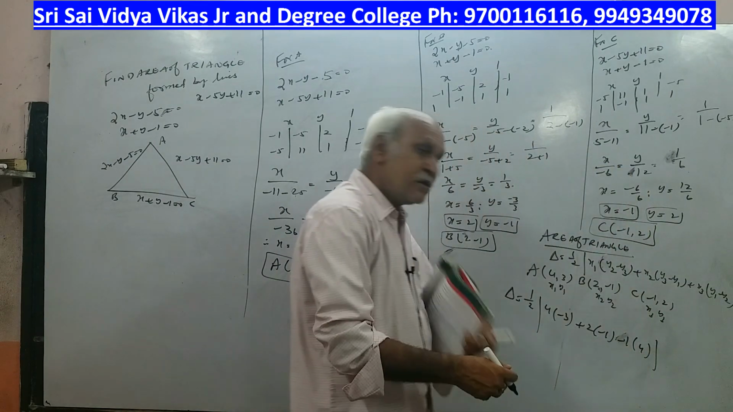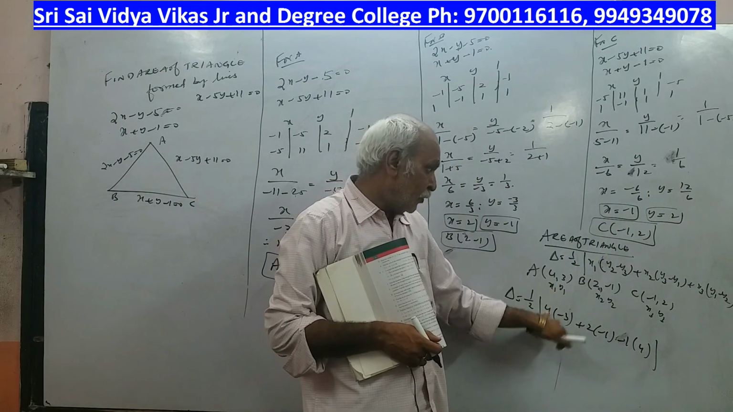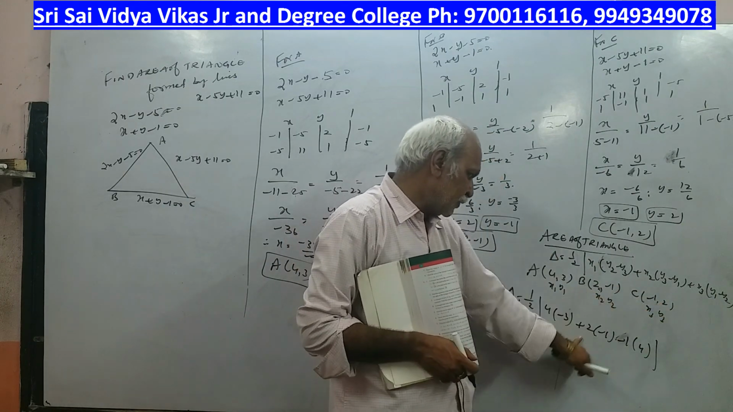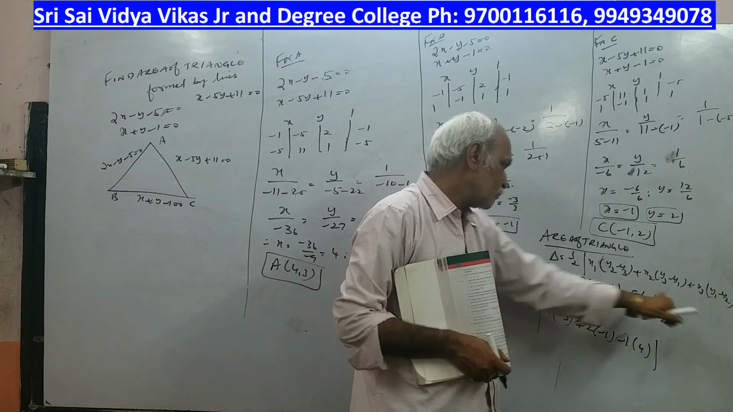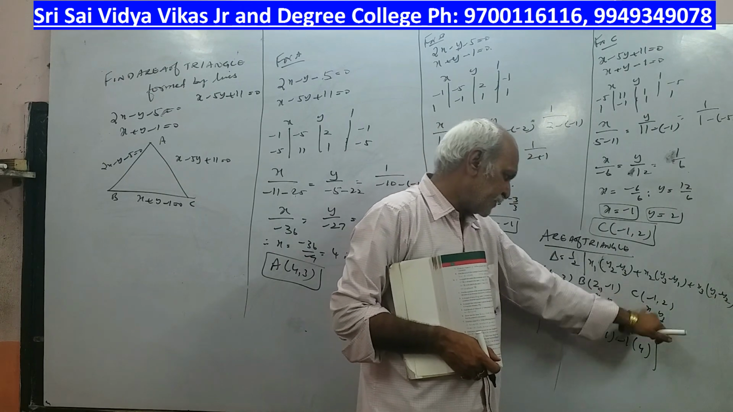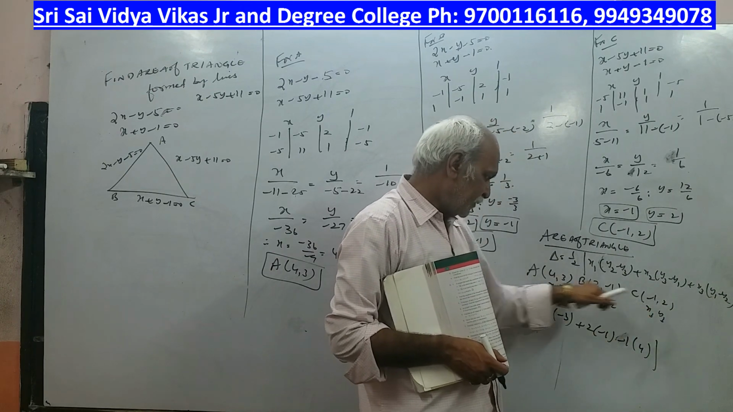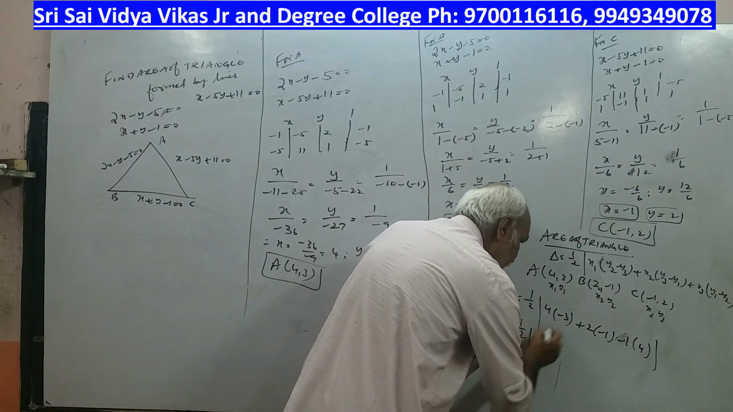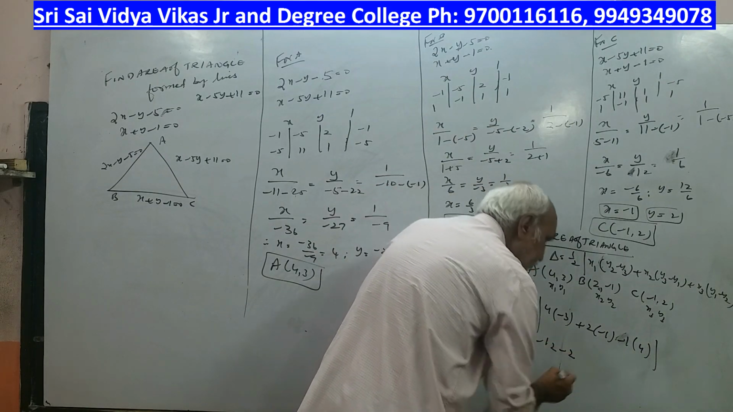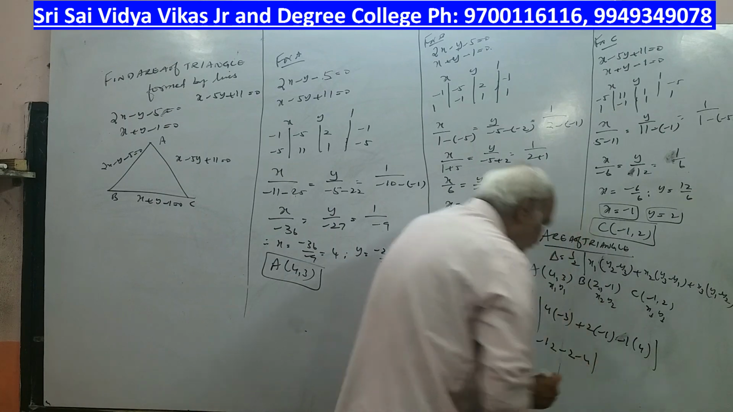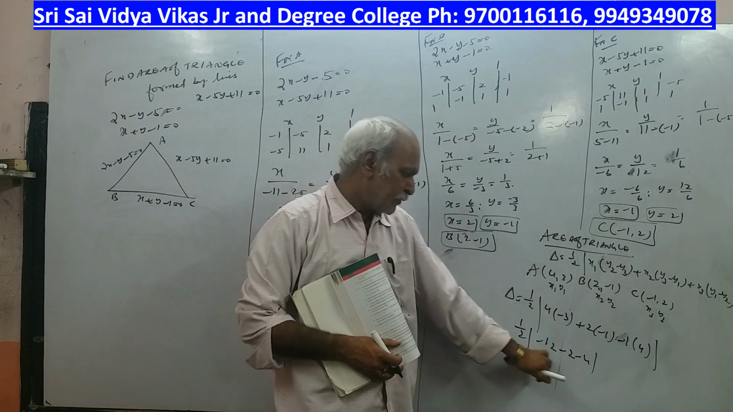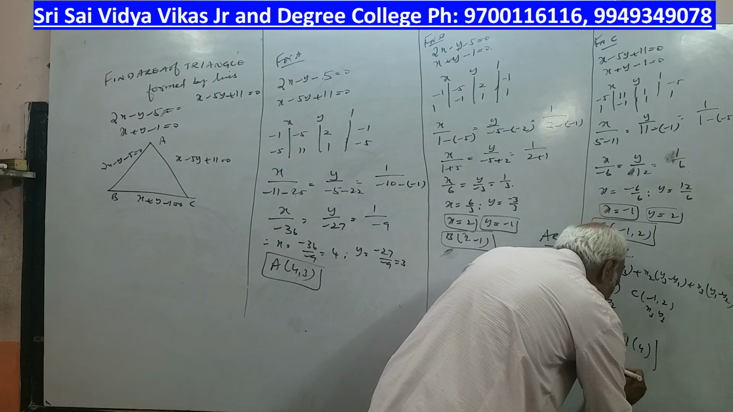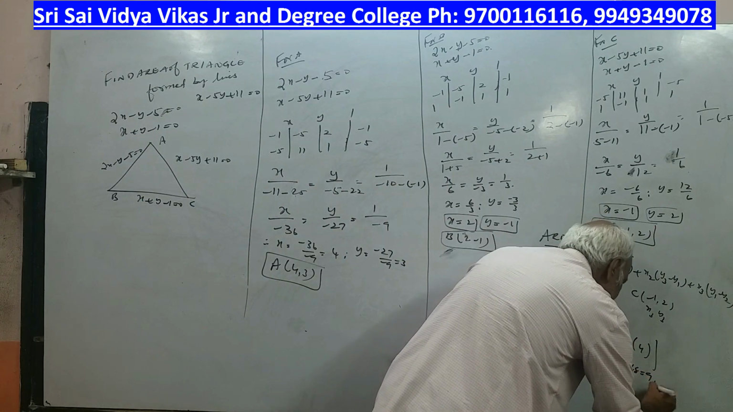Okay, what have I done? x1 is 4 into minus 1 minus 2, so minus 3. Then x2 is 2 into y3 minus y1, 2 minus 3, minus 1. Next x3 is minus 1 into y1 minus y2. So 3 minus of minus, plus. So 1 by 2, this is minus 12, minus 2, minus 4. Everything is negative, no problem. Minus 14, minus 18. If modulus is there, that will become plus. So 1 by 2 into 18, 9.